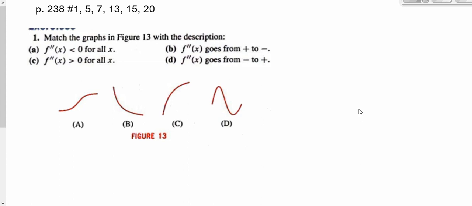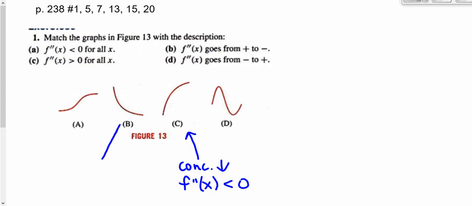All right, I'm going to walk through the page 238 assignment with you and explain everything. So here's number one, and it's matching. And one thing I notice is that the easiest ones probably would be part C. Notice that it's concave down the whole time. If the function is concave down, then the second derivative is negative.